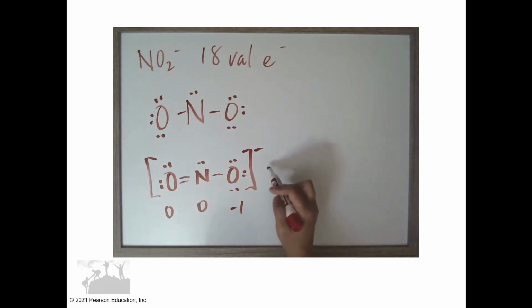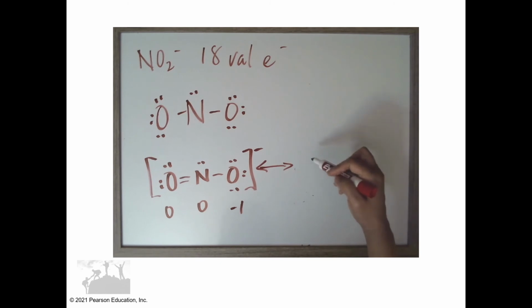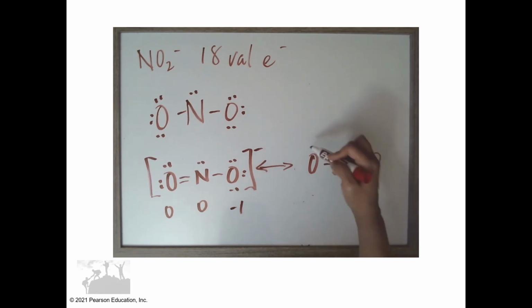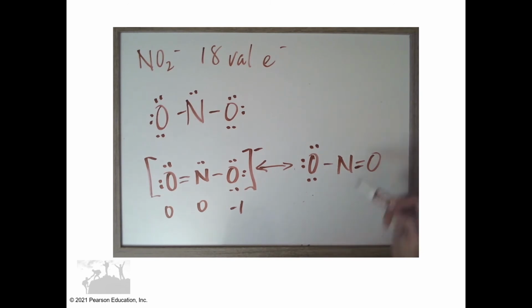Remember, we're dealing with resonance, so we're going to need our double-headed arrow. And now we're just going to move the electrons. We're going to keep the same connectivity. Basically all you're doing is changing where the double bond is and how many lone pairs there are for oxygen. So here's our double bond. That means this left side oxygen would have 3 lone pairs. Nitrogen still has 1. Now on the right hand side we have 2 lone pairs of electrons.